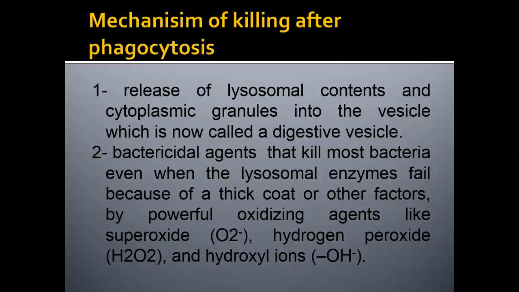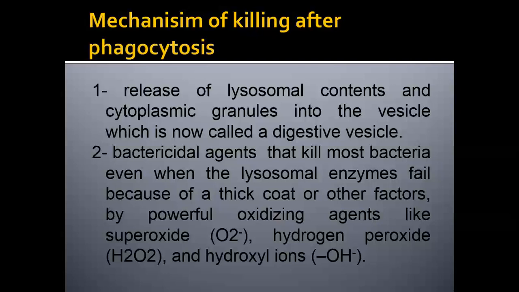So, نعيدها مرة ثانية. After being phagocytosed, the offending agent is killed either by what? By releasing of the lysosomal contents that are going to hydrolyze and digest the offending agents in the phagosome, converting it to what we call a digestive vesicle. Or the bactericidal agents can kill most of the bacteria when the lysosomal enzymes fail because of a thick wall or whatever other factors.